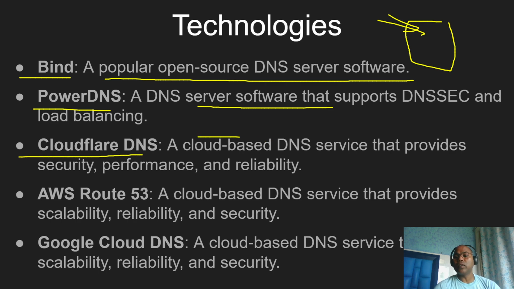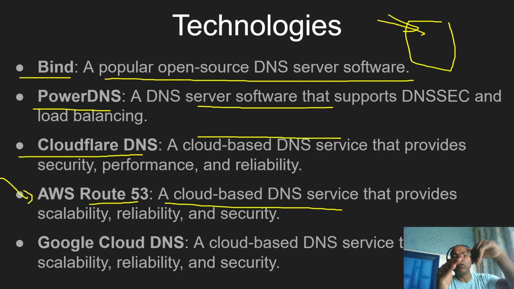This is the cloud-based DNS service that provides security, performance, and reliability for customers. Many applications and industries are using the AWS cloud-based DNS service. That is Route 53. In many designs and architectures, you can think, hey, any request comes, it goes to Route 53.